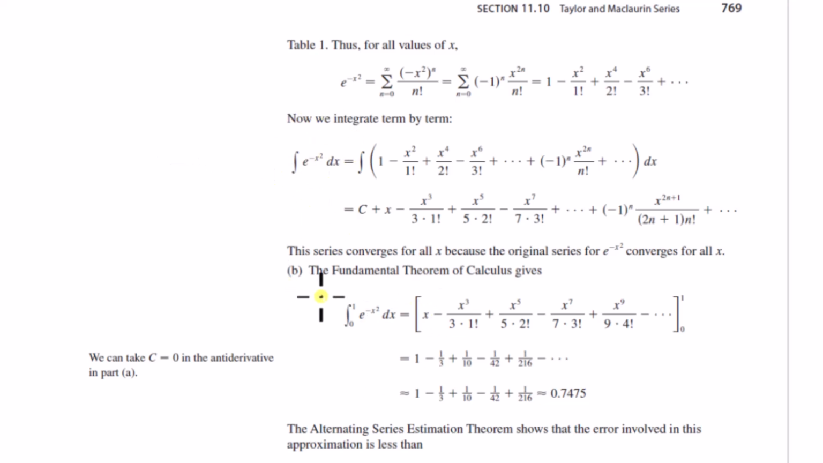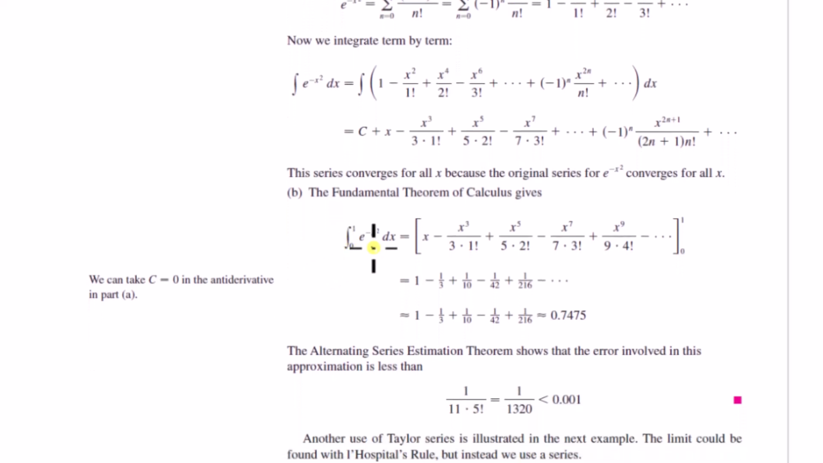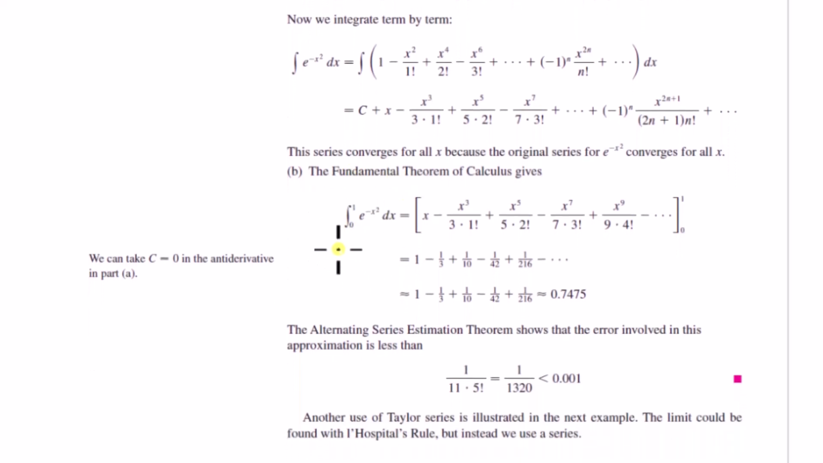Now they wanted to do a definite integral of e to the minus x squared from 0 to 1. So the idea is you're plugging 1 into the power series and then subtracting that from when you plug 0 into the power series. Well, every term other than the c has an x in it, so when you plug in 0, that evaluates to 0. The integration constant doesn't come into play with a definite integral. So the definite integral is just this evaluated at x equal to 1.